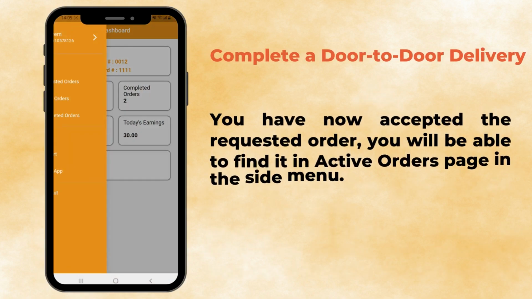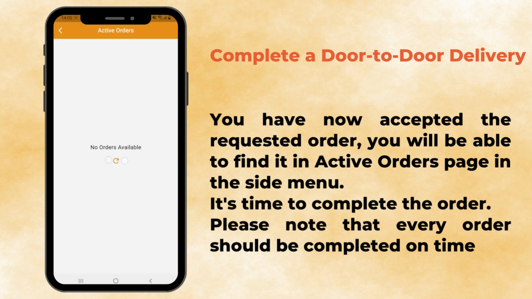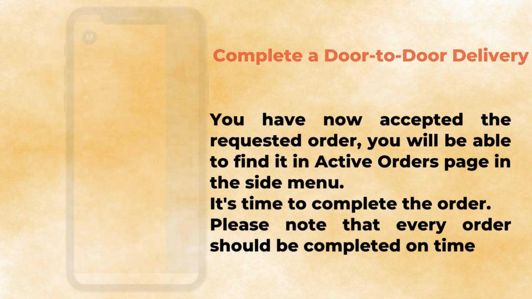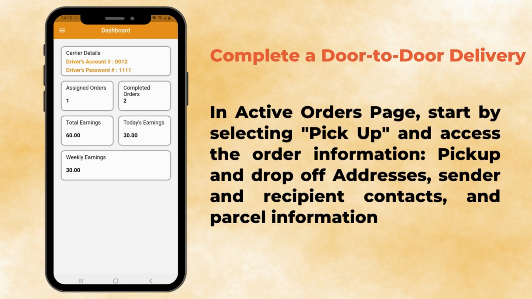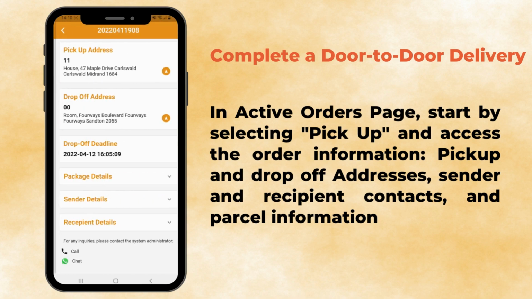You have now accepted the requested order. Check out the active orders page and start the delivery. In active orders page, start by selecting pickup and access the order information such as addresses and contact details.